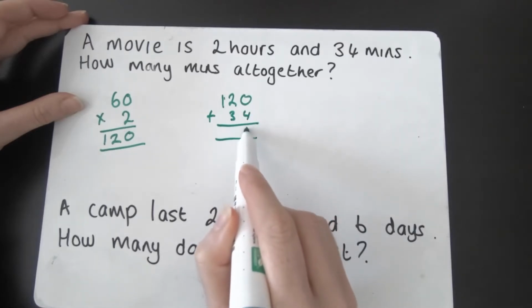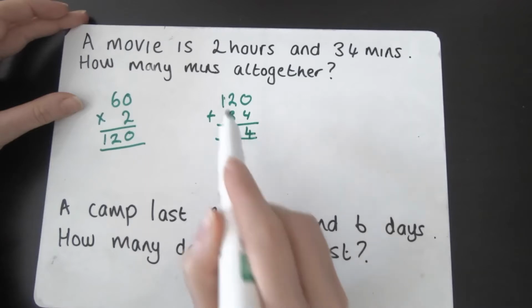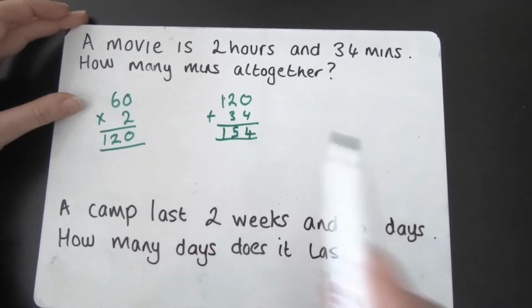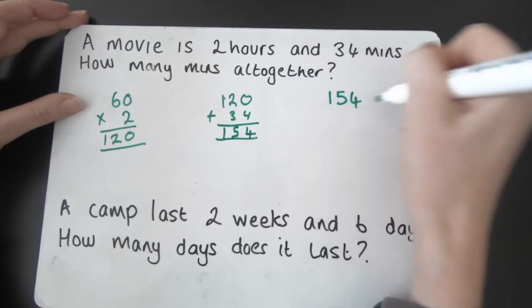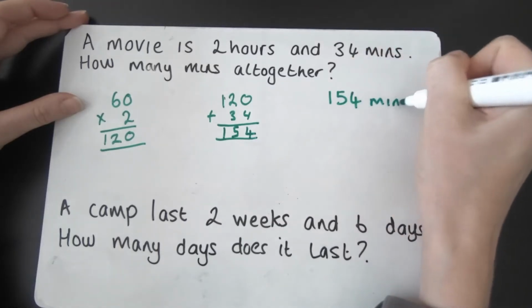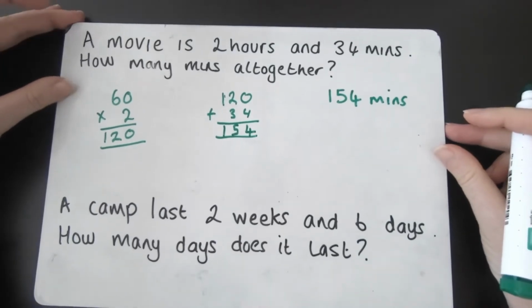0 plus 4 is 4. 2 plus 3 is 5. 1 plus nothing is 1. So our answer is 154 minutes. Great. Let's move on to our next one.